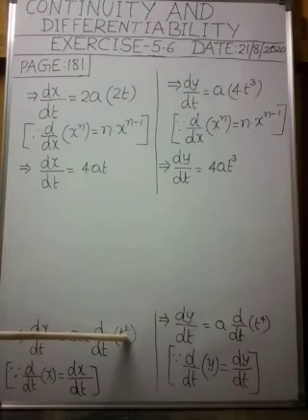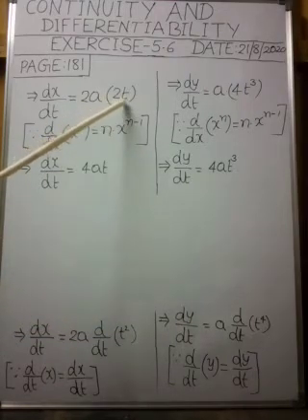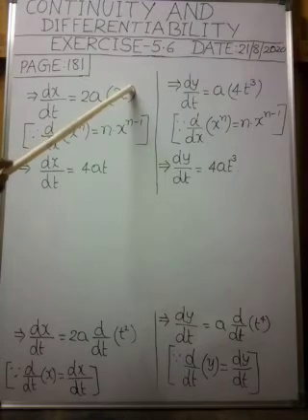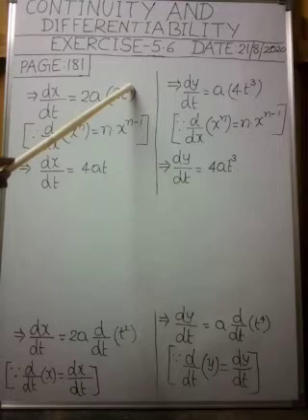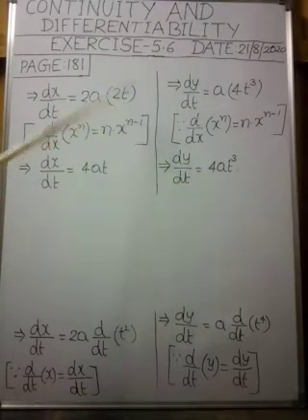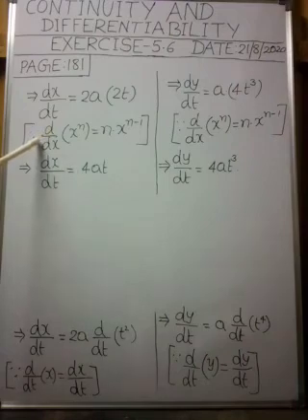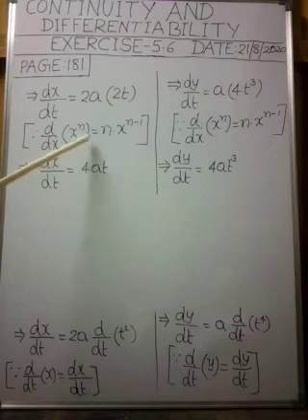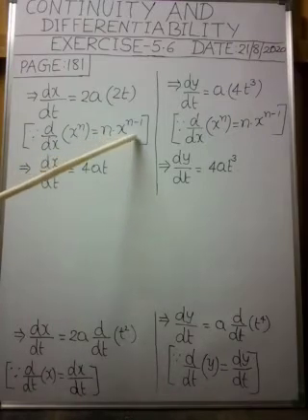Understood this point, my dear children? Right. So 2 into t power 2 minus 1. What will you get here in the exponent? 1 only. So I am not writing t power 1. So 2t only. Understood this part, my dear children? Right. Because we used this formula in this step, d by dx of x power n is equal to n into x power n minus 1. Understood this step, my dear children?